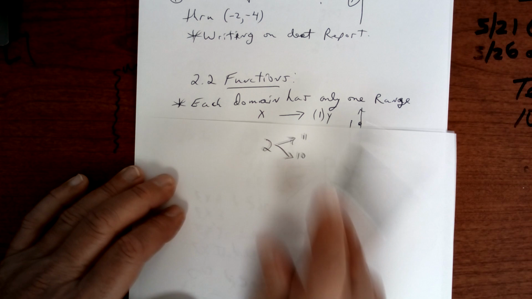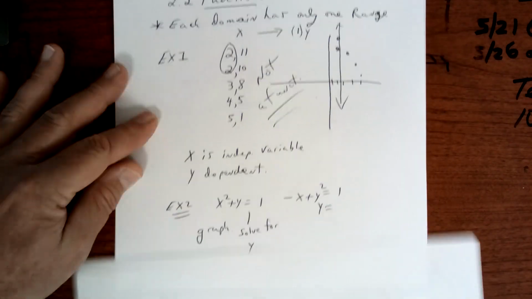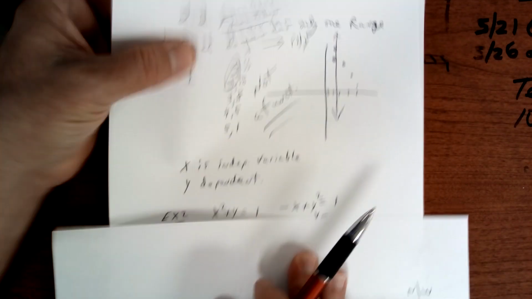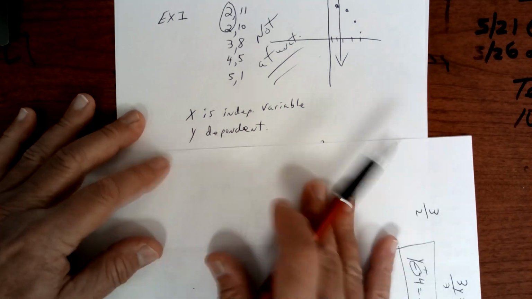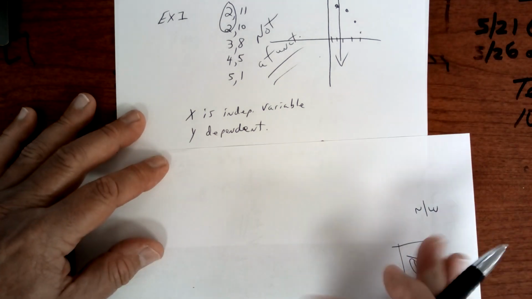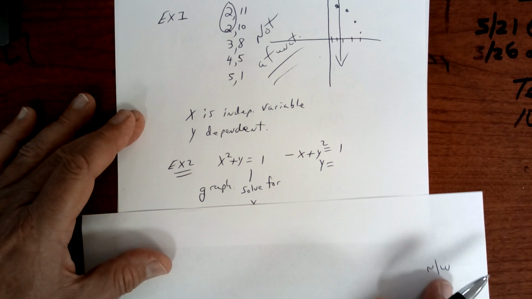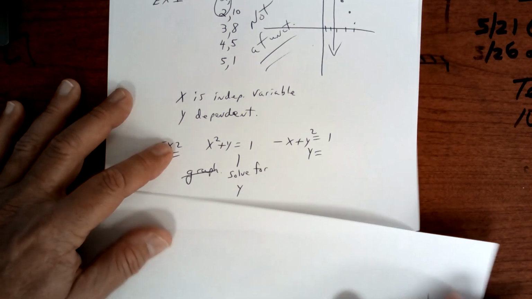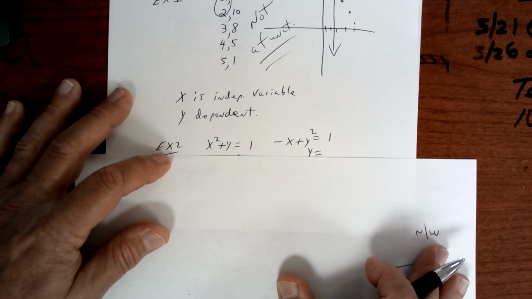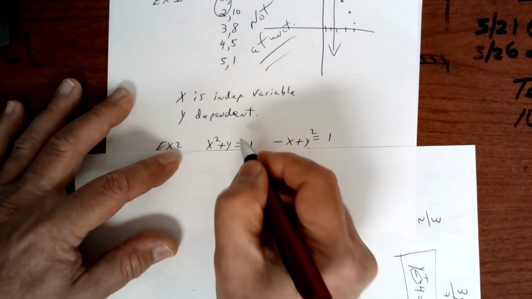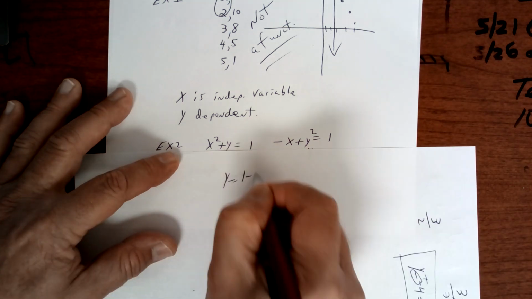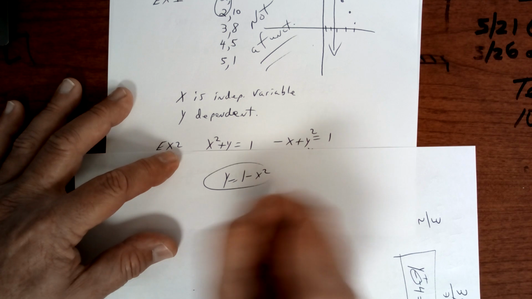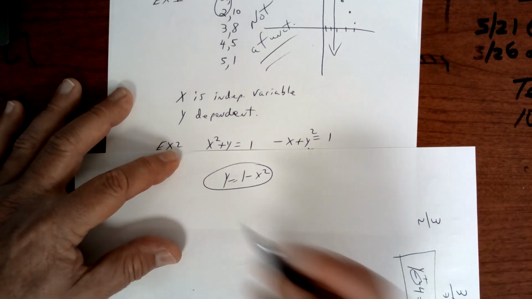Now let's talk about the next one. X is called the independent variable, write that down, and y depends on whatever you pick for x. Let's take a look here. What we're going to do, rather than graphing it, and you could, and use the vertical line test, we're going to solve this for y. So we're going to get y equals 1 minus x squared, and this one would be a function. So this one is yes.